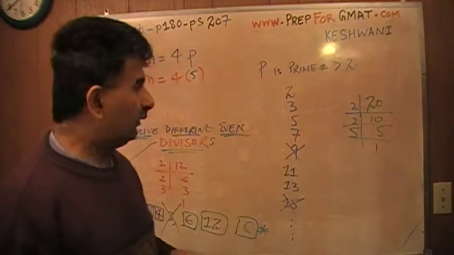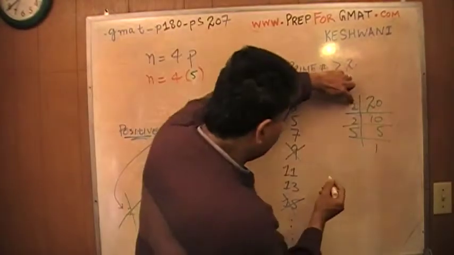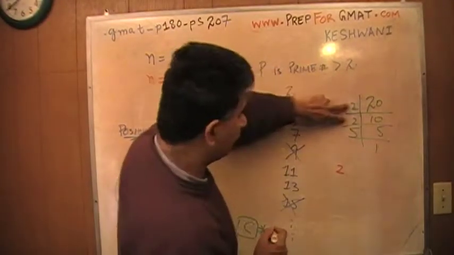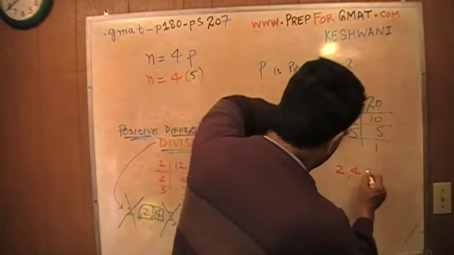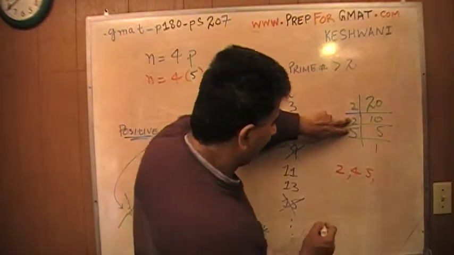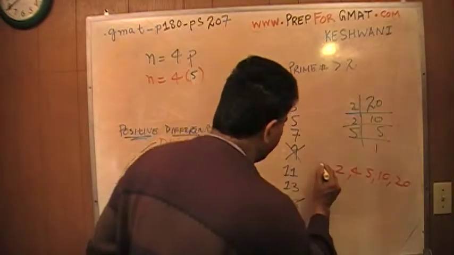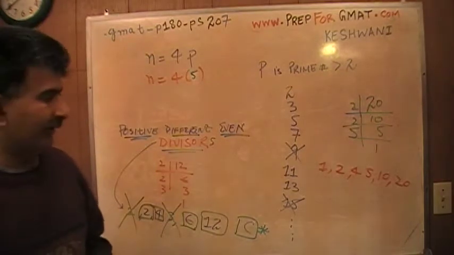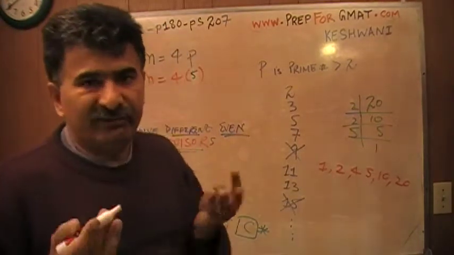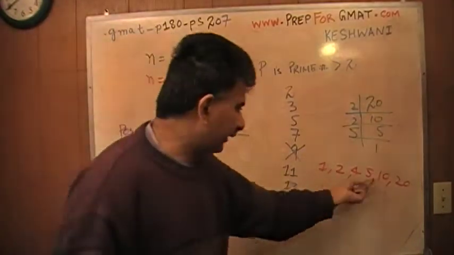So let's find out all the divisors, okay? So it looks to me that 20 will go into 2. It should also go into 2 times 2, which is 4. It should also go into 5. It should also go into 2 times 5, which is 10. And of course it goes into itself, and of course it will go into 1. So these are the divisors of 20. Another way of saying divisors is factors. Divisors, which is same as factors. These are the factors of 20.